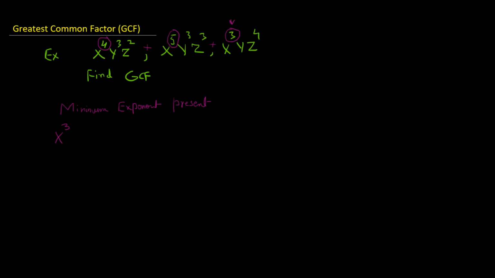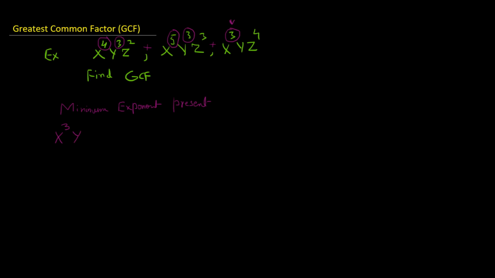Similarly, what is the minimum exponent of y? We treat all bases separately. So y has an exponent of 3 in the first term, y has an exponent of 3 in the second term, and y has an exponent of only 1 in the third term. So only 1 can be taken as common.